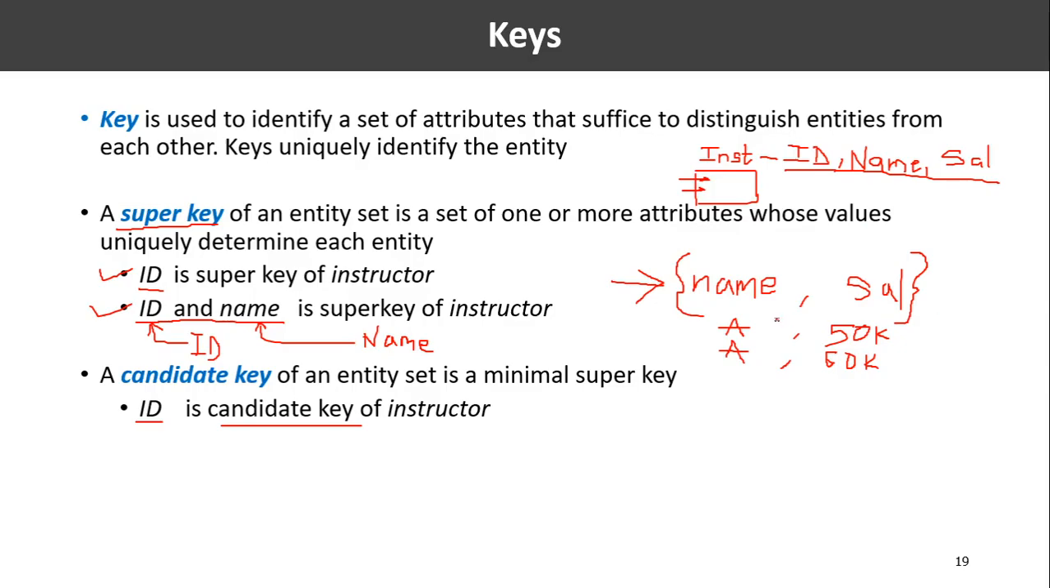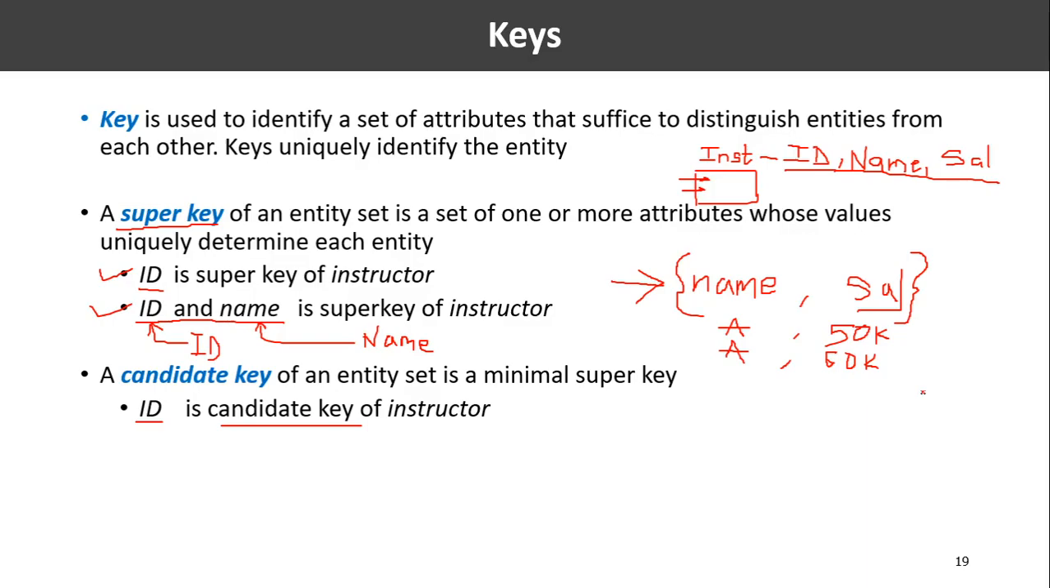Okay, now whether this name, salary can be treated as the candidate key. Now if I consider only name, which is a proper subset, is it possible that this name can distinguish two entities? No. If I consider only this proper subset, that is salary, can this attribute salary alone distinguish two entities? No, because it may happen that two instructors have the same salary.